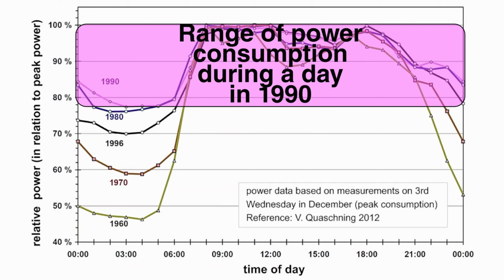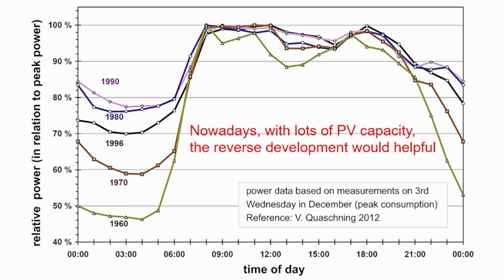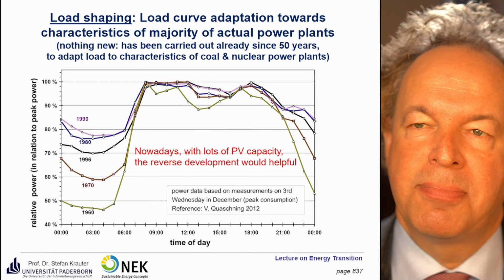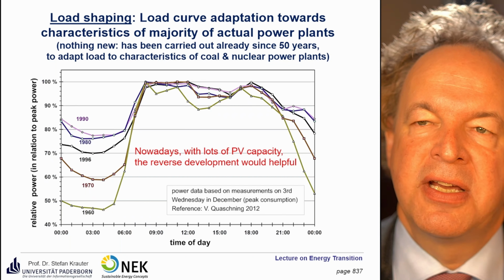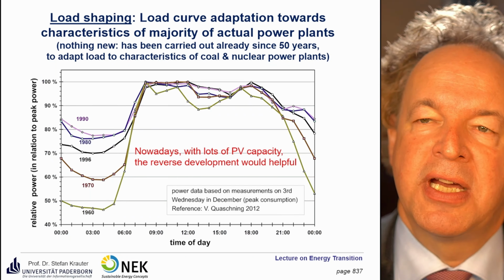Nowadays, we should go in reverse, because we have a lot of solar power available during daytime and no solar power at nighttime. Yes, we have wind power, but in general, such a load curve from the 60s would be more preferable nowadays. So this is a very cheap method to save storage costs, just to adapt, make dynamic tariffs and adapt the load curve to the availability of wind and solar power.